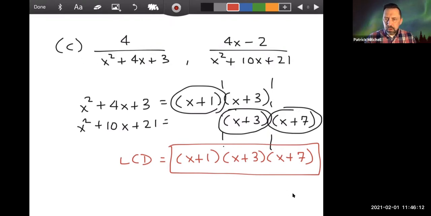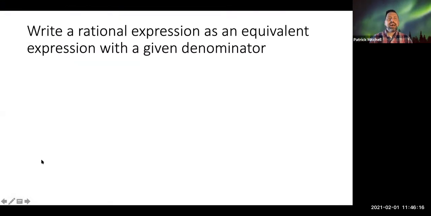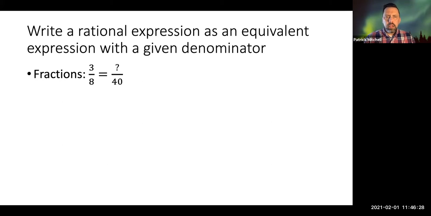And again, we're going to be using all of these in the next section. And that is writing a rational expression as an equivalent expression with a given denominator. I've always wished there was a catchier name for this. All this is, you know what, let me show you this one, and then I'll just show you the examples, and that way I can switch back to the tablet and just stay there.